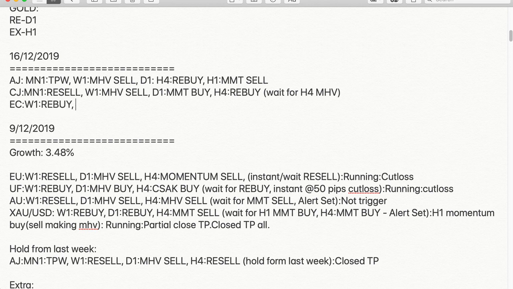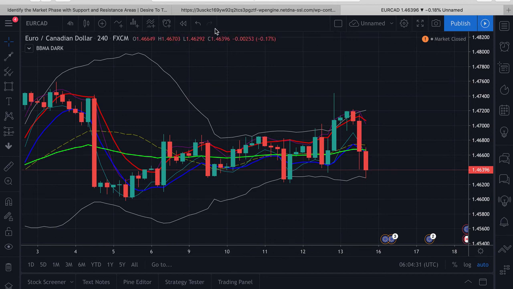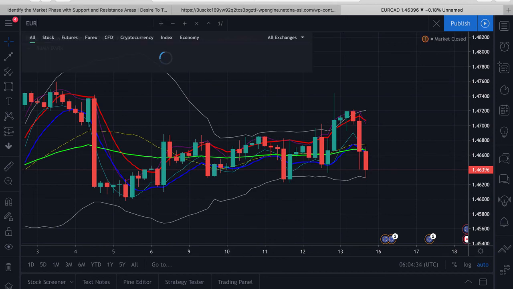D1 is re-entry buy, and then H4 is MHV buy. So with MHV buy, our cut loss is 20 pips. Okay, so what we're going to do here, of course, is instant entry, right? We're just going to enter instantly tomorrow. Next pair that we want to look at is Euro CHF.